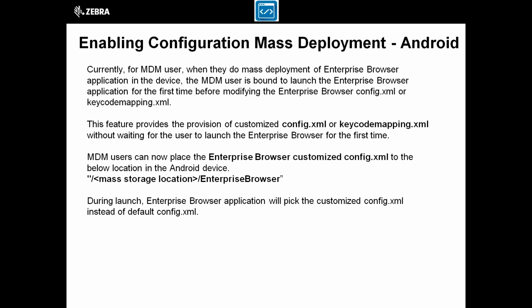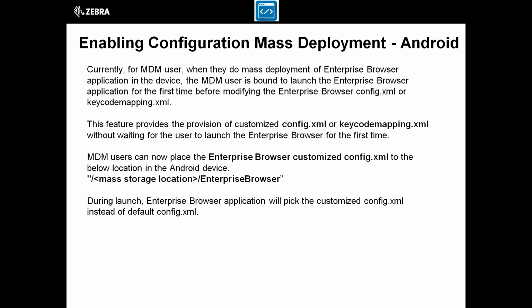Basically, he can launch the application, and whatever customized config.xml we have placed under the mass storage location /enterprise browser directory, when the enterprise browser application is launching, at that time it will check whether the customized config.xml is present under the mass storage location /enterprise browser directory or not. If it is present, it will copy config.xml from that location and place it under the enterprise browser install directory location, and it will also keep a backup under the mass storage location /enterprise browser directory.